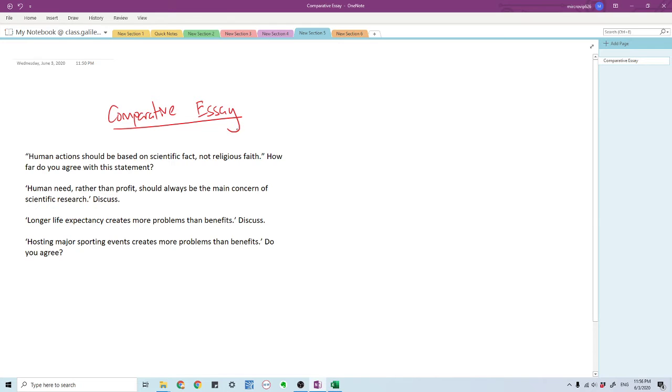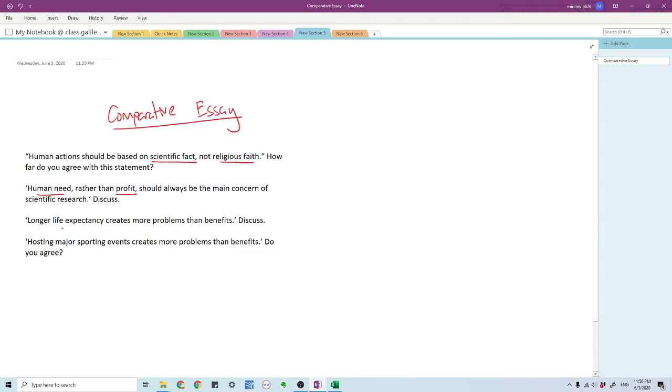Okay, a comparative essay typically has two components. Let's have a look at the examples over here. Human action should be based on scientific fact, not religious faith. How far do you agree? So you see the two components here are scientific fact and religious faith. Human need rather than profit should always be the main concern of scientific research. Again, two components that we need to compare.